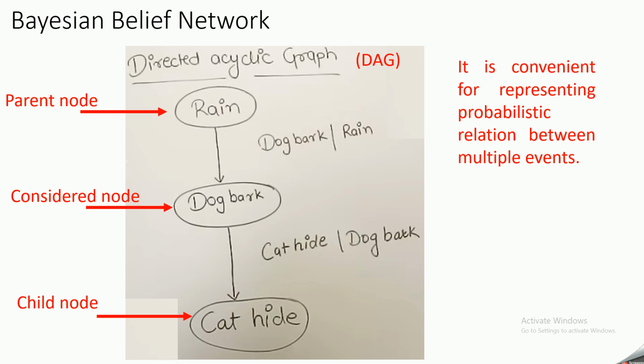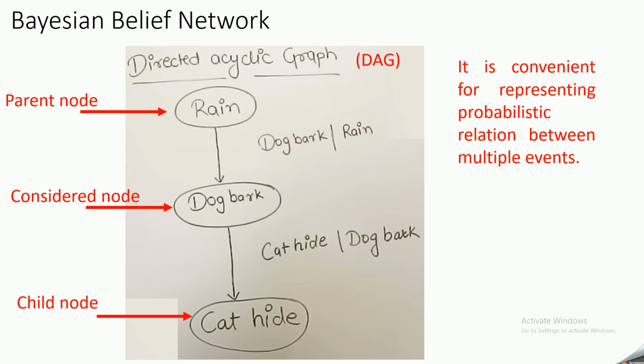Before understanding the concept of Bayesian belief network, you are supposed to know what a directed acyclic graph is. A DAG is nothing but a convenient way of representing probabilistic relations between multiple events. In this DAG, we have considered three nodes: rain, dog bark, and cat hide, where the main node of consideration is dog bark. As you can see, it is highlighted with an arrow.